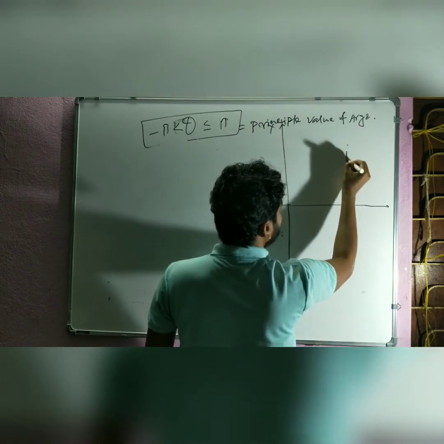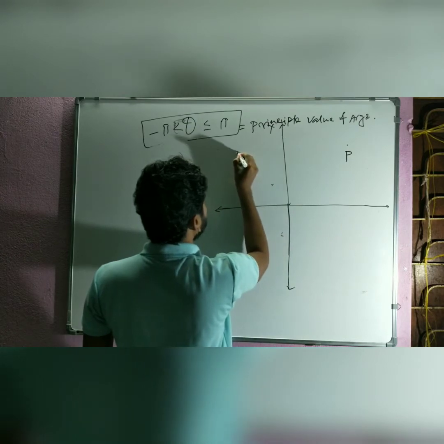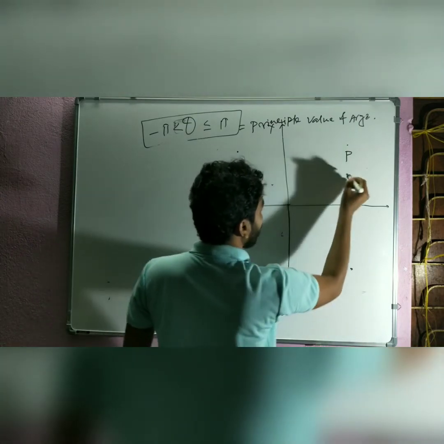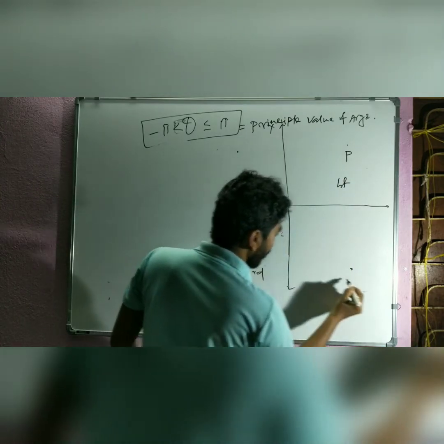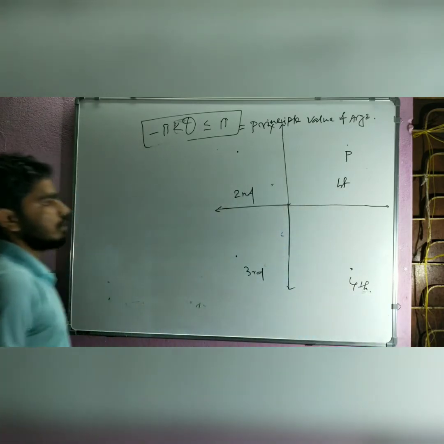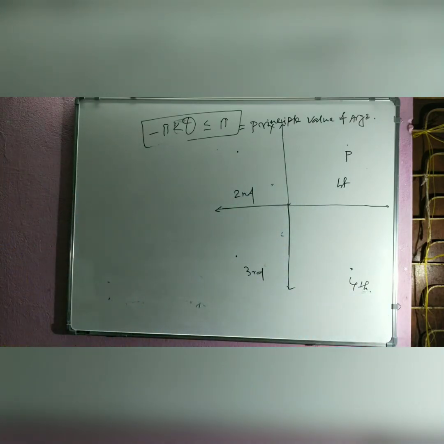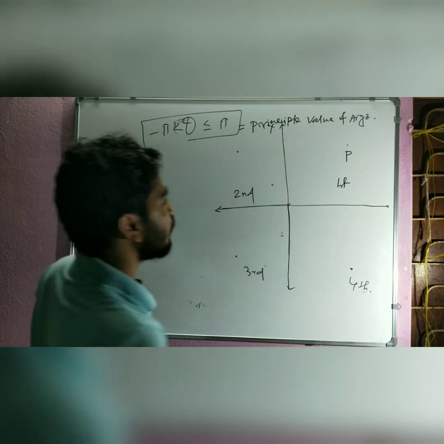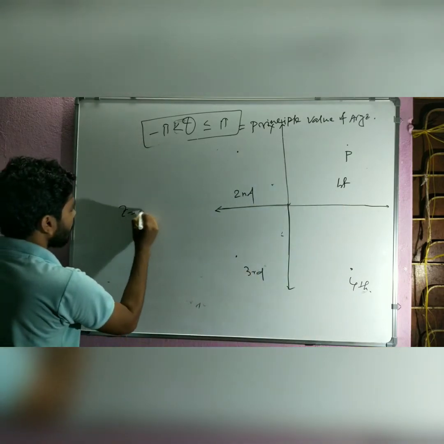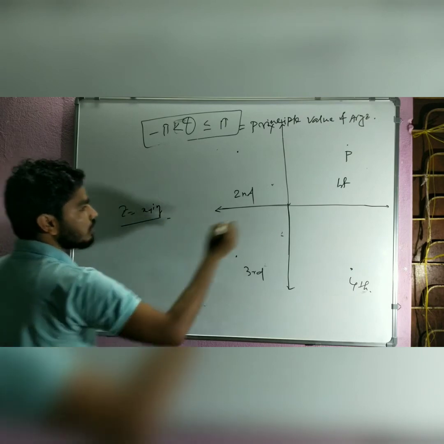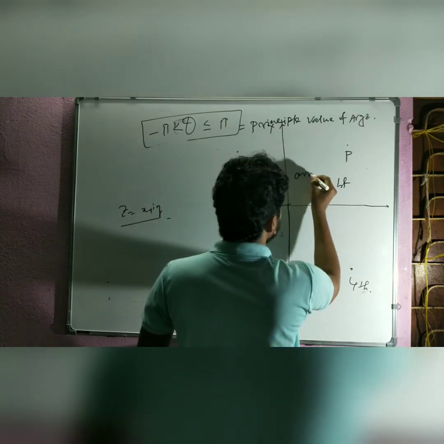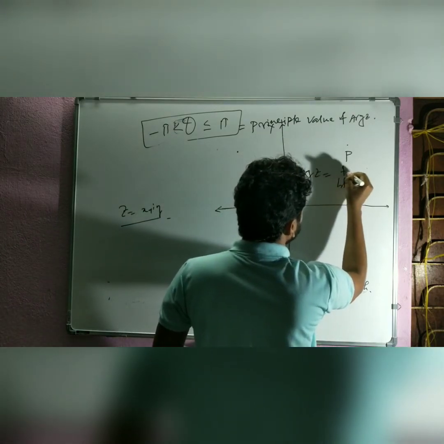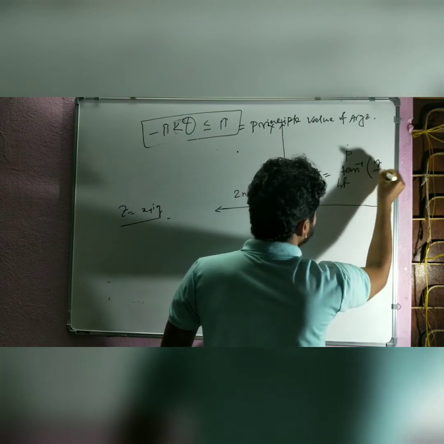Suppose the position of P is here, or here, that is, first quadrant, second quadrant, third quadrant and fourth quadrant. So the argument for the first quadrant: if z equal to x plus iy, and the position is in the first quadrant, then the principal value, that is the argument of z, equals tan inverse y by x.